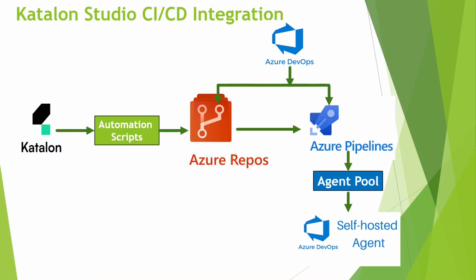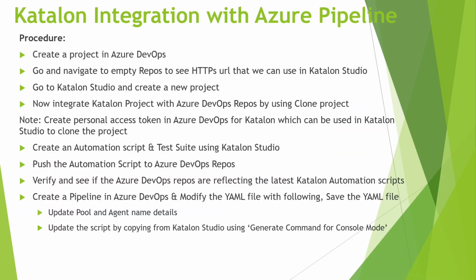Now let us go to the next slide and see step by step how we can integrate our Katalon Studio automation scripts with Azure pipelines. The first step is you need to create a project in Azure DevOps. So let us go to Azure DevOps.